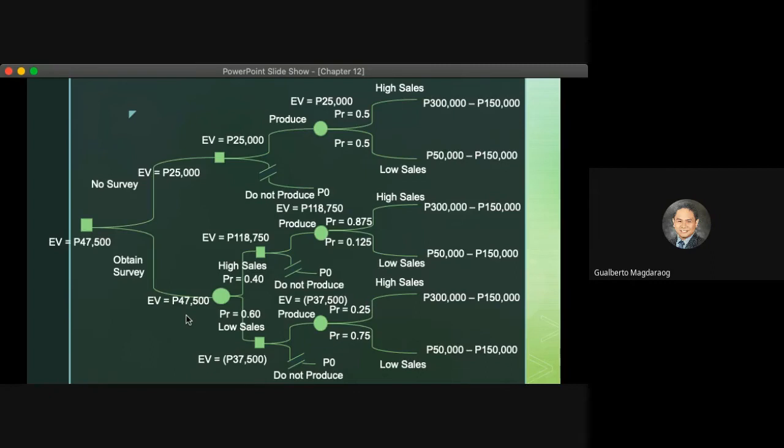According to the problem, the cost of the survey is 20,000. So if we will pay 20,000, and deduct it with our expected value, the net cost with perfect information is 27,500. Kung di naman tayo magkakandak ng survey, edi wala tayong babayarang 20, then we will get 25,000 na expected value.